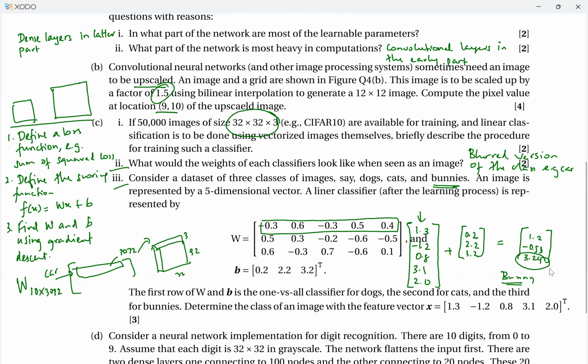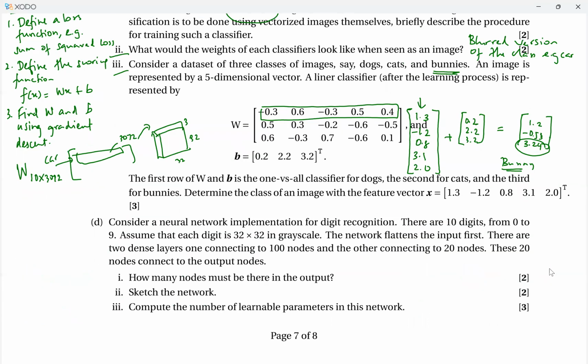Okay, part D, consider a neural network implementation for digit recognition. There are 10 digits from 0 to 9. Assume that each digit is a 32 by 32 grayscale image. The network flattens the input first. There are two dense layers, one connecting to 100 nodes and the other connecting to 20 nodes. These 20 nodes are connected to the output. Now, how many nodes must be there in the output? There are 10 digits, so therefore 10 classes, so 10 nodes.